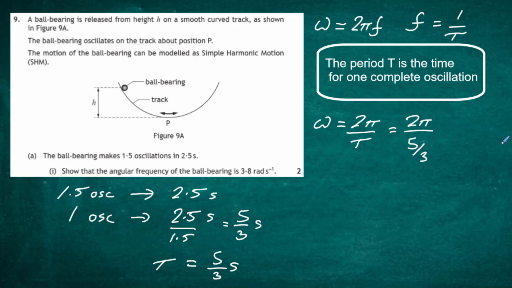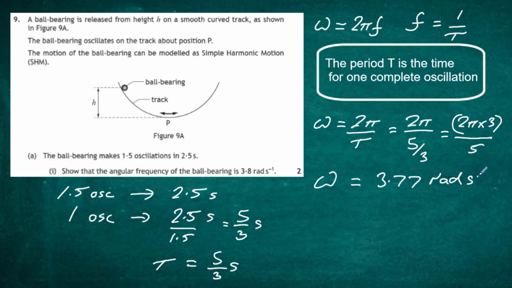Remember, we're just leaving out units now for tidiness. So if we take the 3 up the top, we're going to have 2 pi times 3, and that's all going to be divided by 5. So we do that in our calculator. We have got the angular frequency omega, and that comes out to be about 3.77 to 3 significant figures, and the units are radians per second. But we can write that in 2 significant figures as angular frequency is 3.8 radians per second. So that's the answer to part A, I.